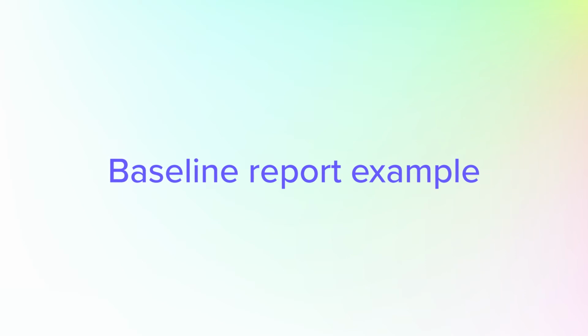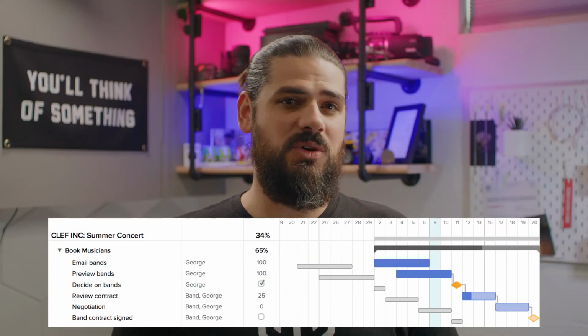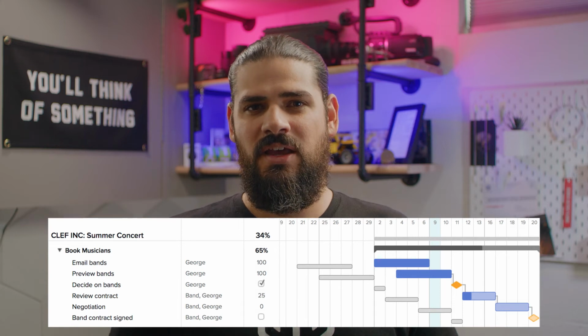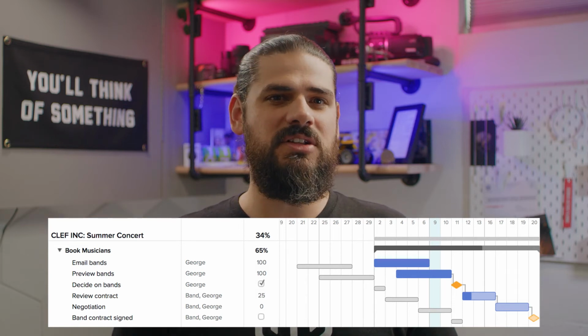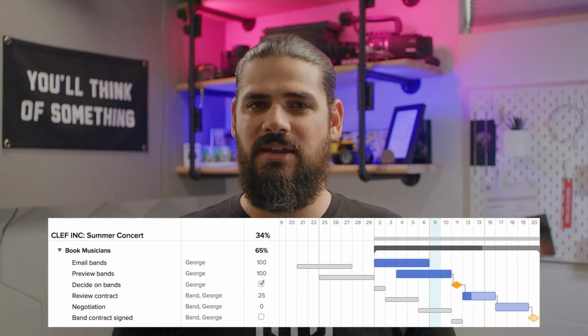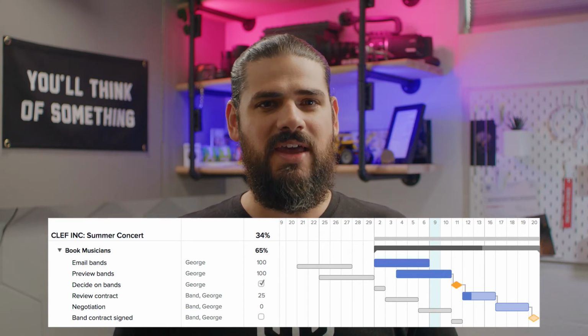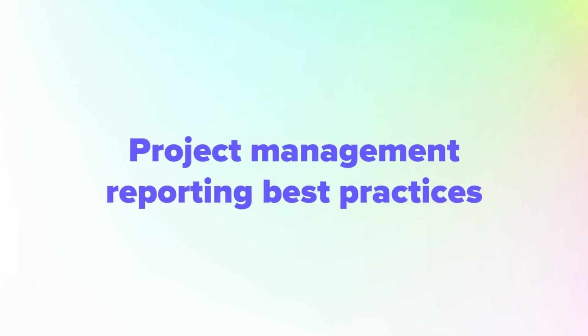A baseline report compares your original timeline with your actual project timeline so you can learn from the past as you scope out future projects. It's also handy for showing how changes or delays affect the overall project timeline. Here's an example of a baseline report that shows the planned timeline in gray and the actual timeline in blue.